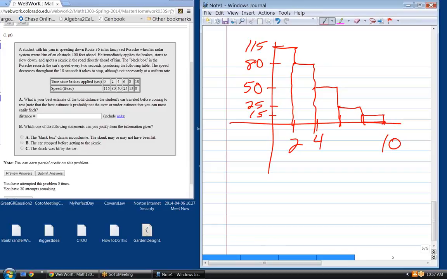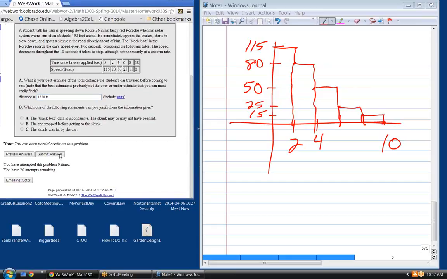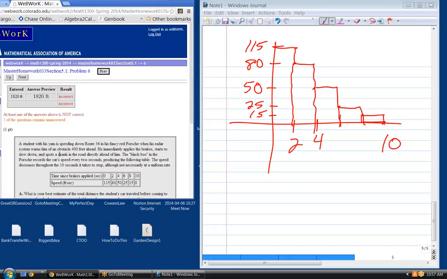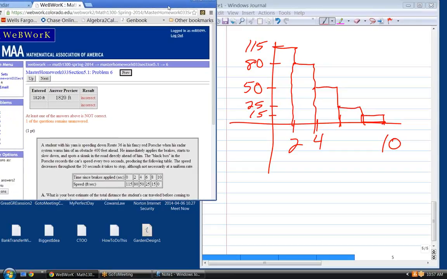All right. Got them both. Okay, averaging. So I got 1820. Feet, I think, yeah. The skunk's 400 feet ahead. That's not a good sign. Well, let's submit that first. Make sure we got the right number. No. All right, I did something wrong then.